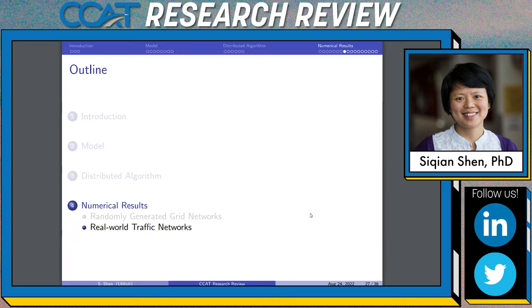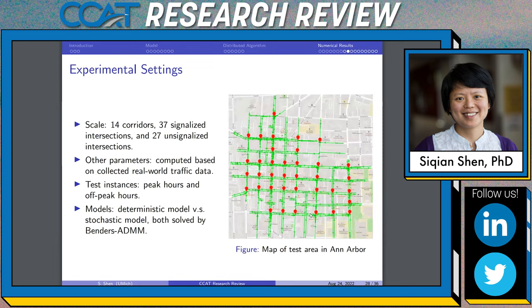What about a real network? We did get data from Ann Arbor, and this is Ann Arbor downtown. You can see that it has many intersections. Some of the roads, in fact, are one way, so we incorporate that as well when we construct our cell transmission network. Then the size of the network looks like the following, okay?